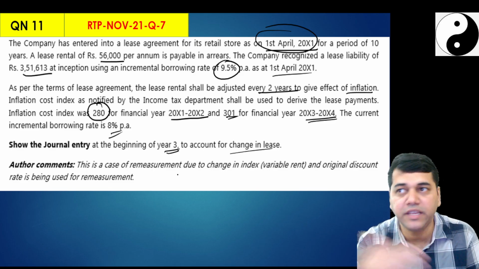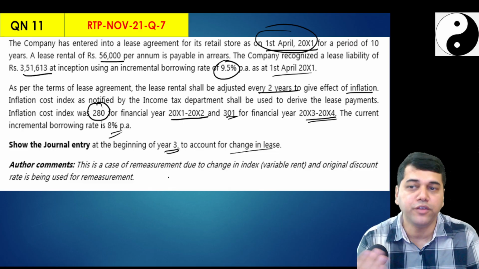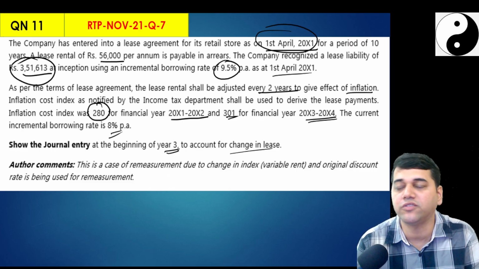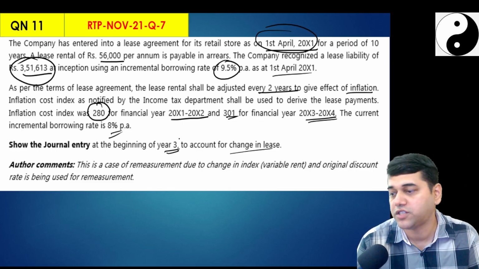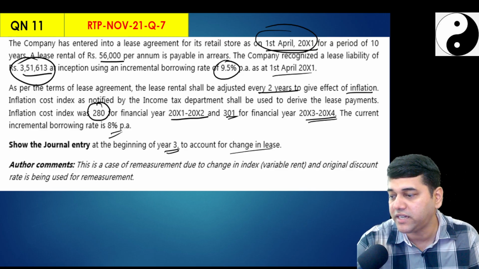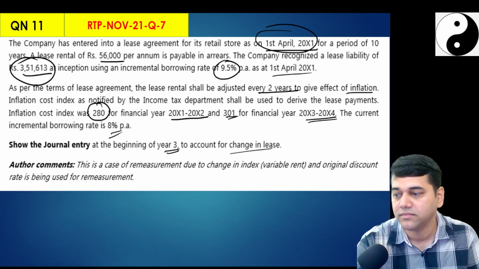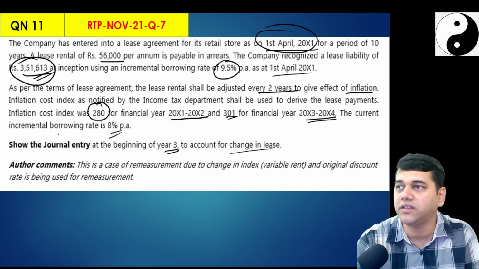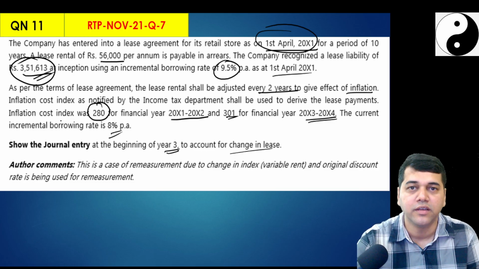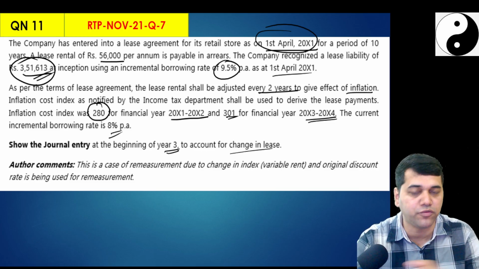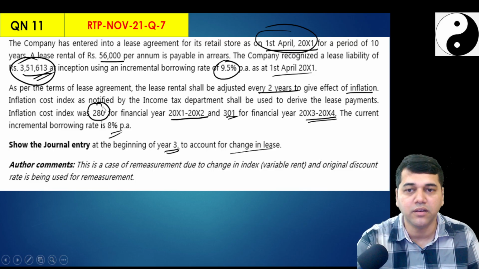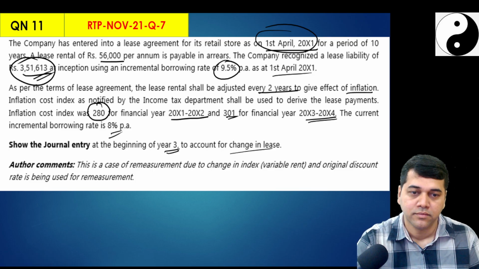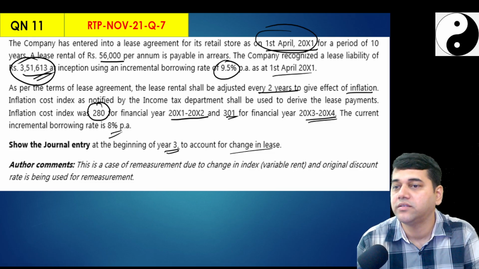Now it is a case of remeasurement, because when you started, you did 3,51,613. First of all, is lease rent paid at the beginning or at the end? Yes, students. How did you get 3,51,613? Can you just cross verify? Students, can you please pause the video and cross verify and check? Is it possible? How did you get this?